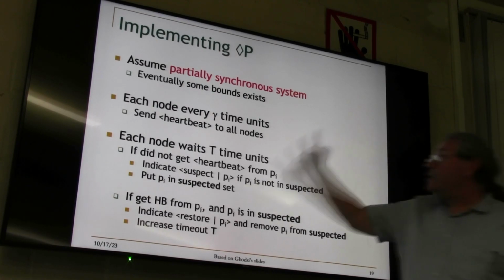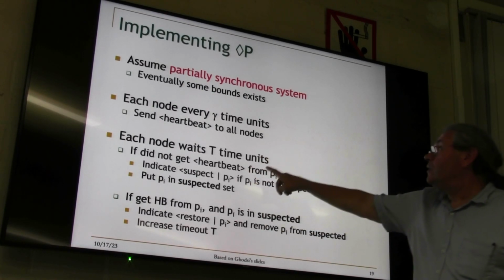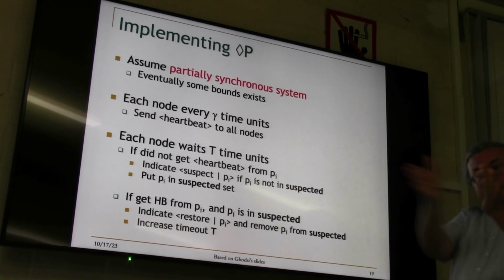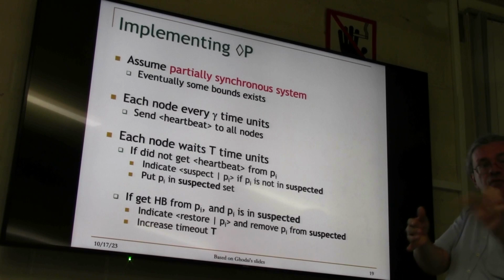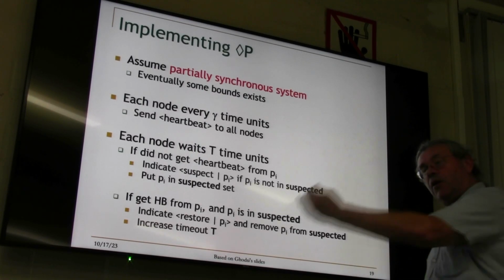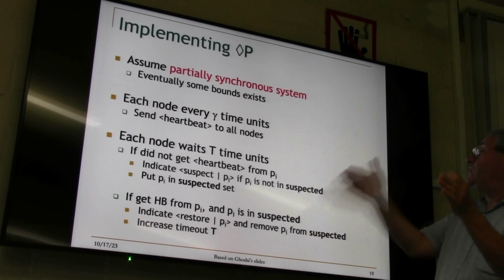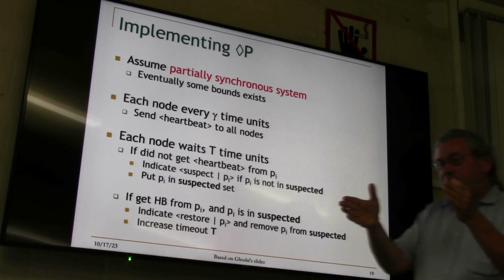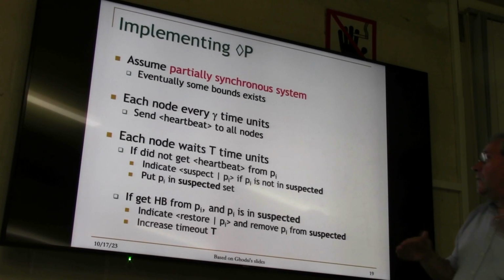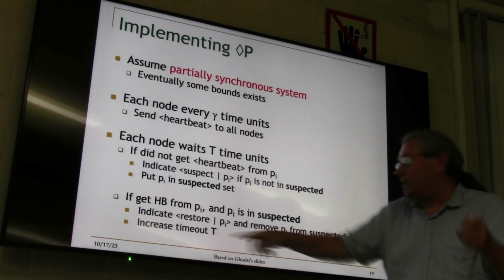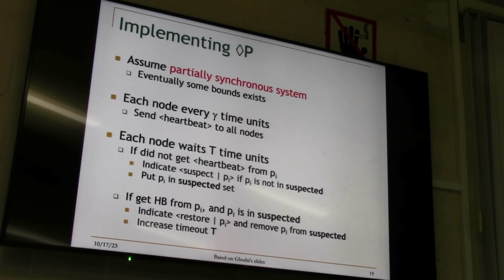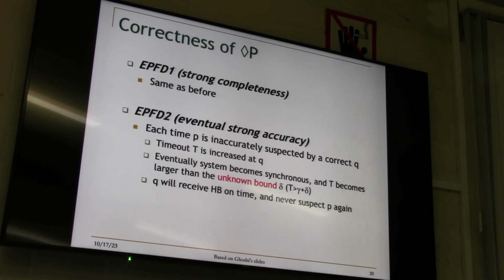So I'm in a loop, I'm sending heartbeats, and then I wait. Every gamma I send a heartbeat, and I wait T. So the gamma never changes, huh? I send periodic heartbeats, and I wait the time T. Okay? And if I don't get the heartbeat, then T is too small. And then when I do get the heartbeat, I increase T, and I keep increasing T. So that's the point. T keeps increasing, but the question is will it increase enough?